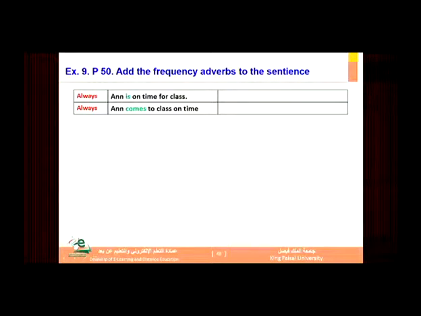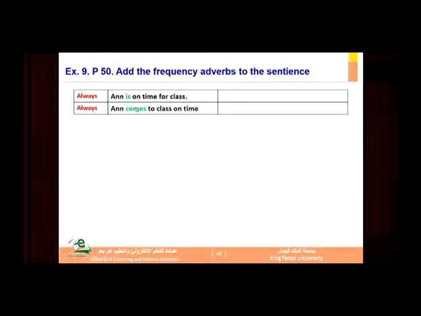Moving to the following exercise, which is on page number 50, it's exercise number 9. Here we have a sentence that contains verb to be, and a similar sentence which contains a simple present verb, a main verb rather than verb to be. We will see how an adverb like always will be added in this sentence. So in the case of is, for example, Anne is on time for class. We want to see where exactly you can add this always. Where can you get this adverb in this sentence?